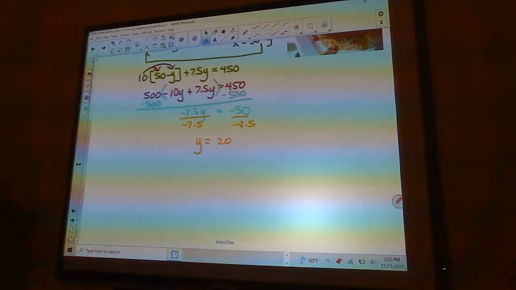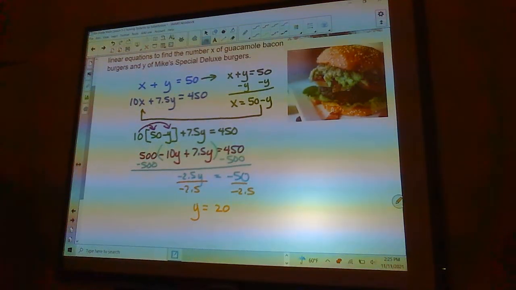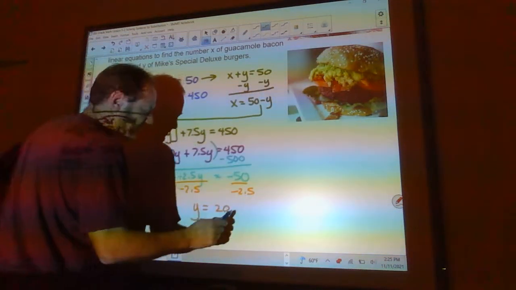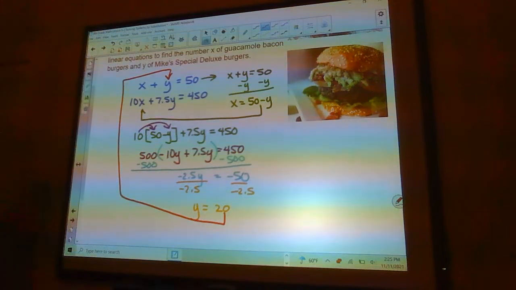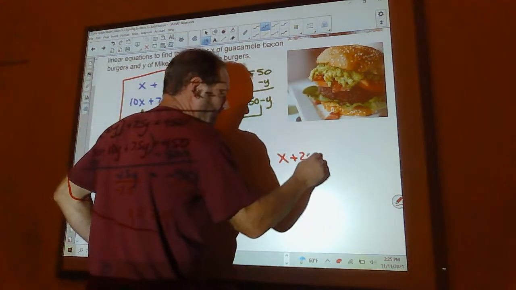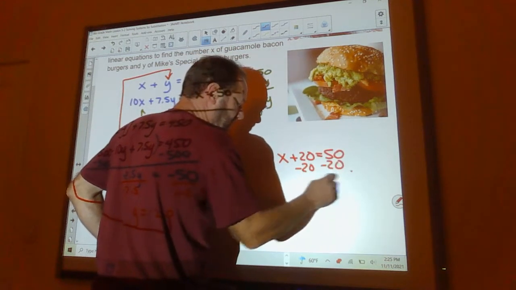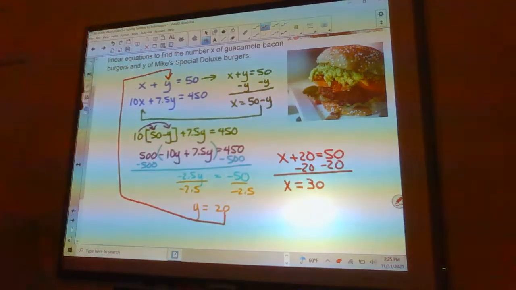So what does that mean? y was the Mike's Special Deluxe, so I bought 20 of those. Now this got super easy, super quick, because I'm going to take the 20, I'm going to substitute it into that equation right there, and so I get x plus 20 is 50, and that's super easy to solve for. In fact, I probably don't even need to write that down. That means I bought 30 guacamole bacon burgers.